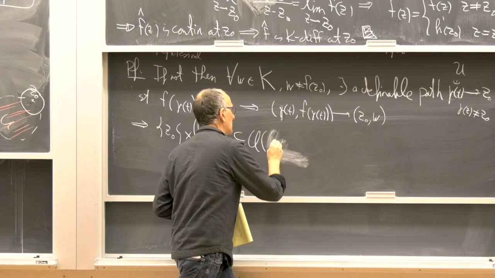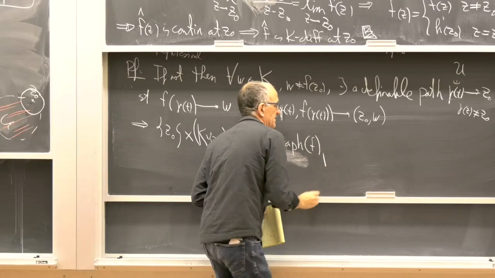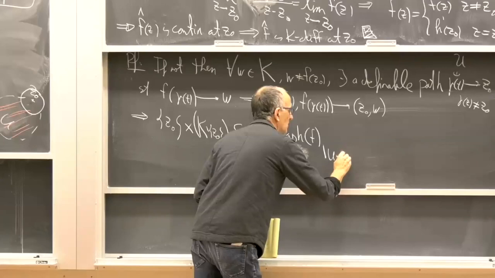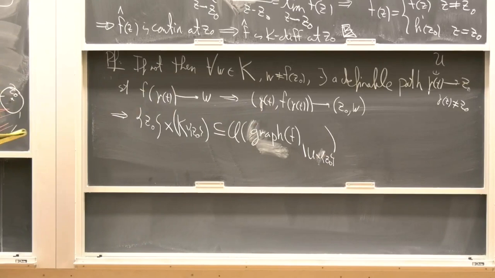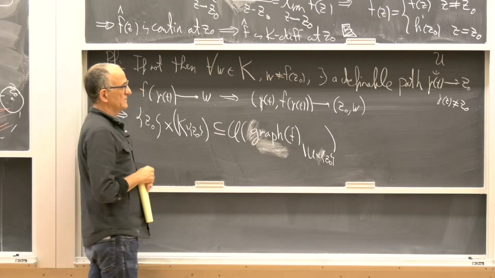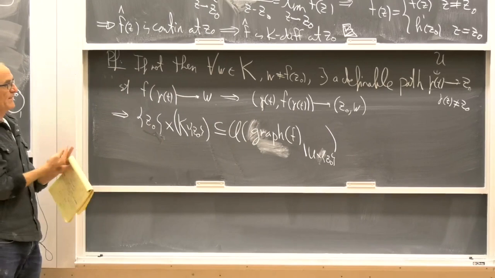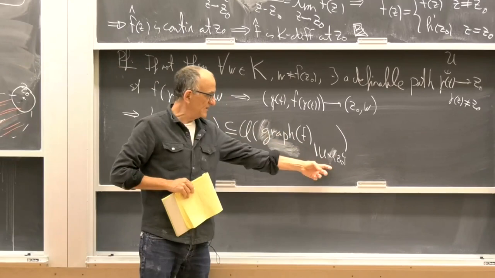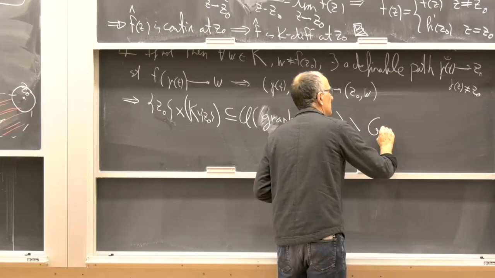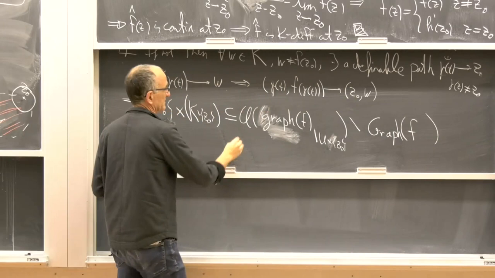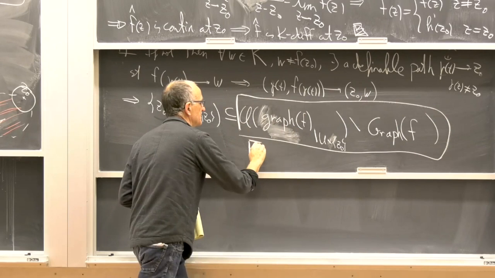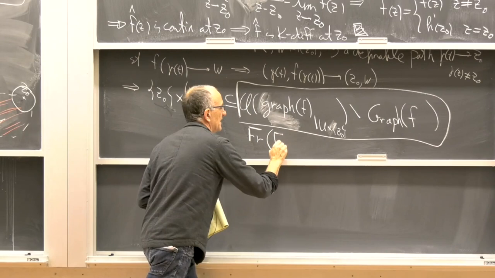Sorry, the graph of it, restricted to U minus Z zero. So I wrote exactly the same thing on the first class. But it's not inside the graph because it's the fiber above Z zero. So the function is not defined. I'm not even looking at Z zero here. So this is actually even more, minus the graph of F. So it's actually in the frontier. So actually we can replace this with the frontier of F restricted to U minus Z zero.